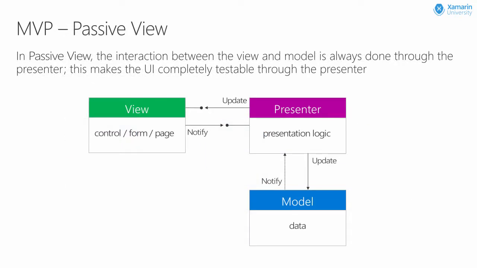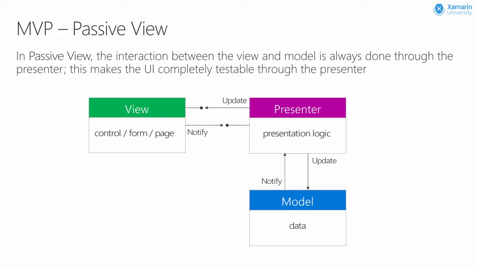The first variation of this pattern is called passive view. In passive view, the presenter acts as a singular mediator between the view and the model. The view only has access to what the presenter provides, and any UI interaction that occurs is always pushed to the presenter for processing. The view is really just a visual layer implemented through the platform's UX framework.